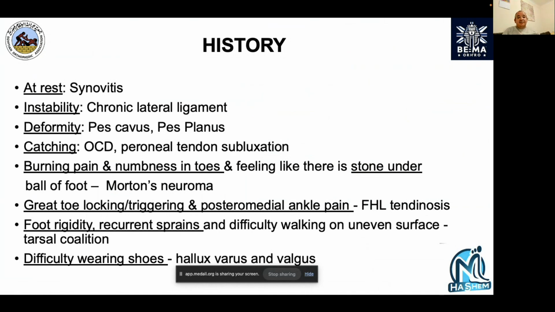If the patient has burning pain and numbness in the toes and feels like he walks on a stone, this is a characteristic complaint of a Morton's neuroma patient. If the patient says to you, my great toe locks, triggers, and I have posteromedial ankle pain, this patient mostly has FHL symptoms. If the foot is rigid and has a recurrent sprain, you may think about tarsal coalition, especially if we speak about an adolescent or teenager. If the patient has difficulty wearing shoes, this is the time you need to look at the toes. Difficulty wearing shoes is mostly a toe problem.